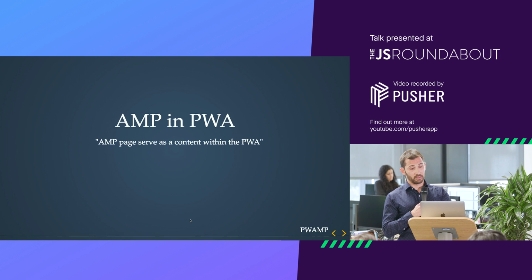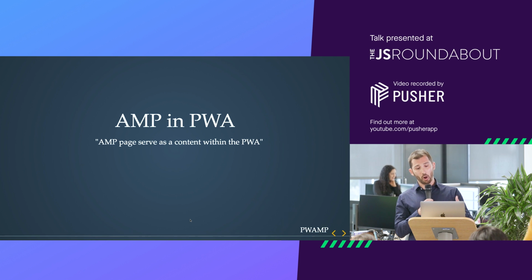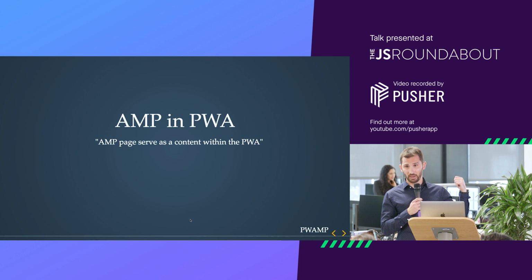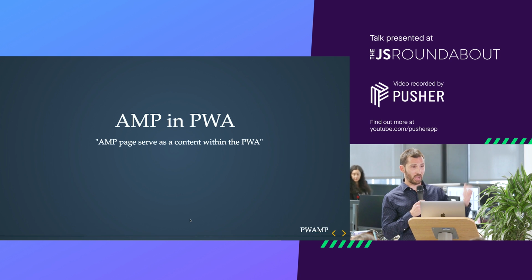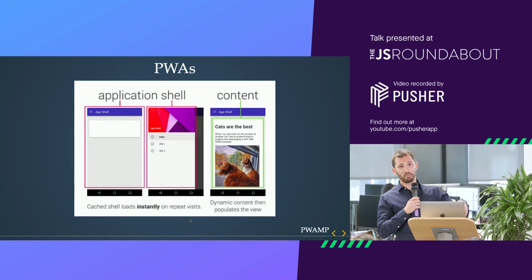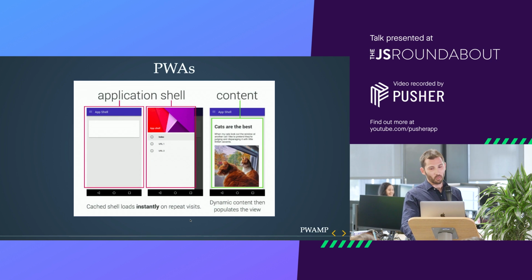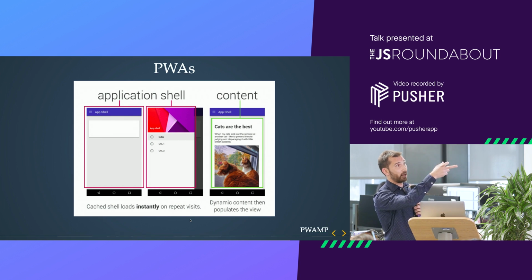This one is the last pattern and is AMP in PWA. This one is the opposite of the first one that we've seen. So instead of having an AMP application and injecting the PWA power, this one is the opposite way around. We have a PWA application and we're going to inject the AMP power. Seems fancy. So what it does is, as you can see, the PWA is made mainly of the application shell and the content.